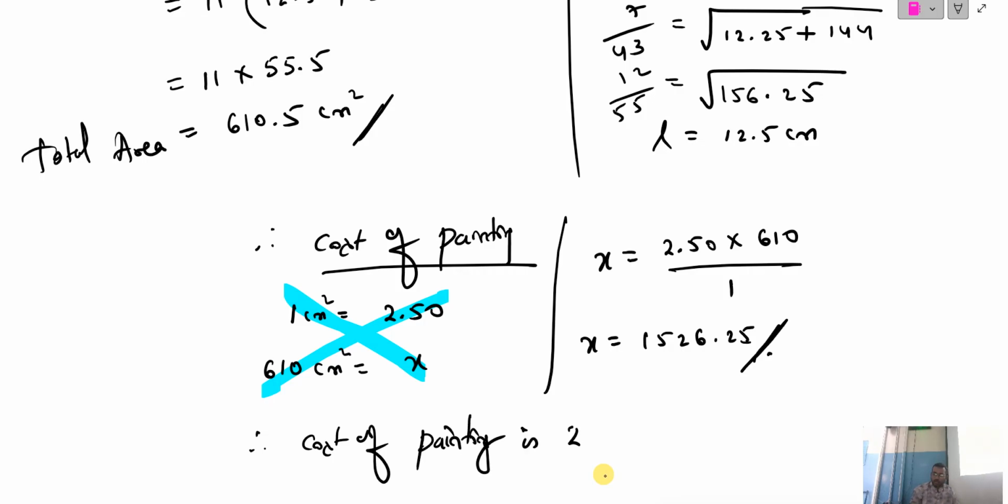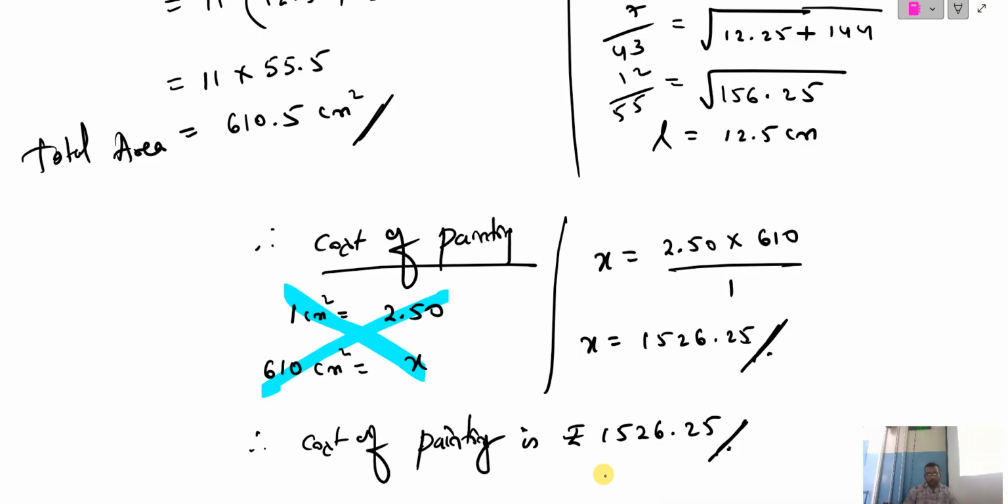Now ultimately you can just write the conclusion that therefore cost of painting is rupees 1526.25. So this is the end of this problem. I hope you have understood how to find this. Whenever they ask cost, first we have to find the area. Based on the area, we have to find the cost. Clear? Yes. We'll go to the next problem.